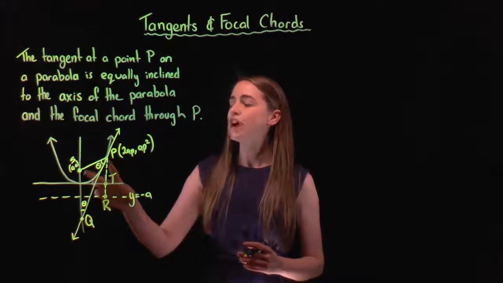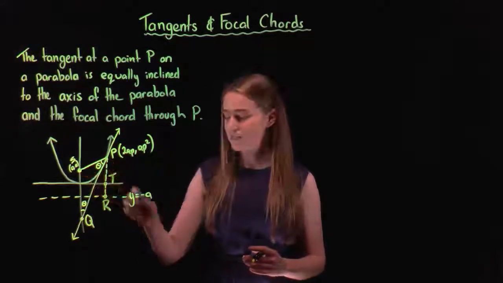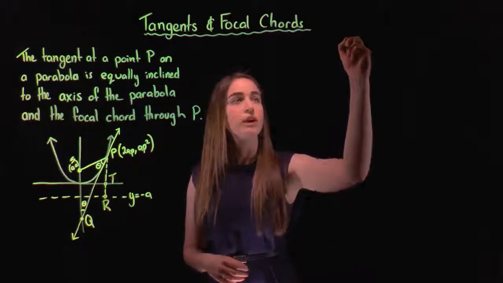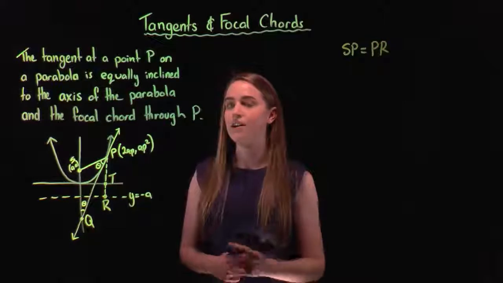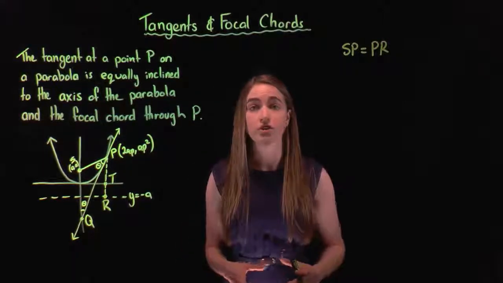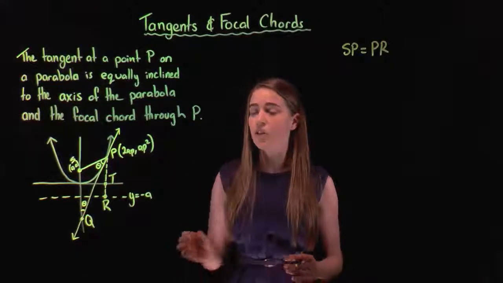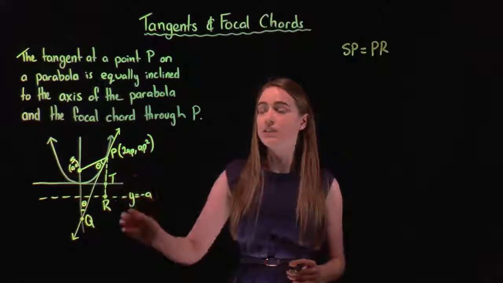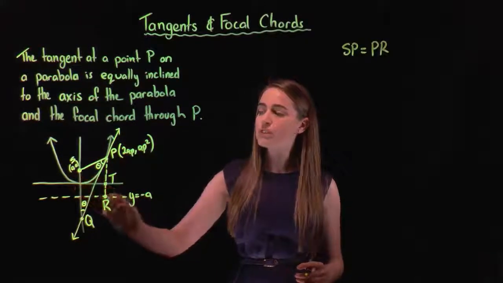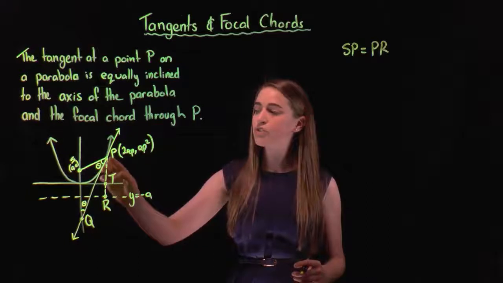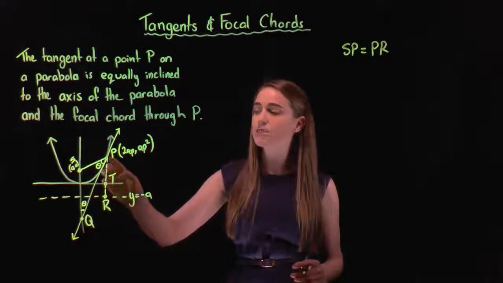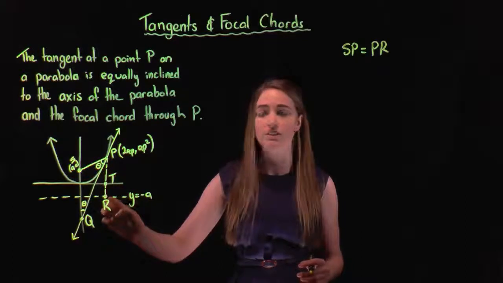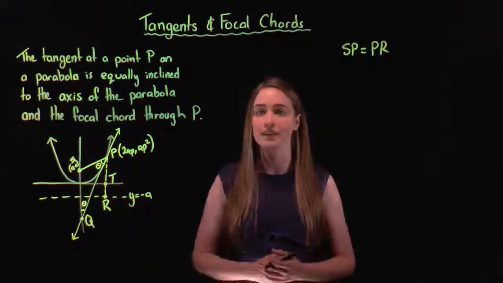So if we have a look at the length SP, then we know that SP is going to have to equal PR. That's from the definition of a parabola. We know that the parabola is the locus of all points that are equidistant from the focus and the directrix. So from the point P, the distance from the point to the focus has to be the same as the distance from the point to the directrix. So SP has to equal PR.